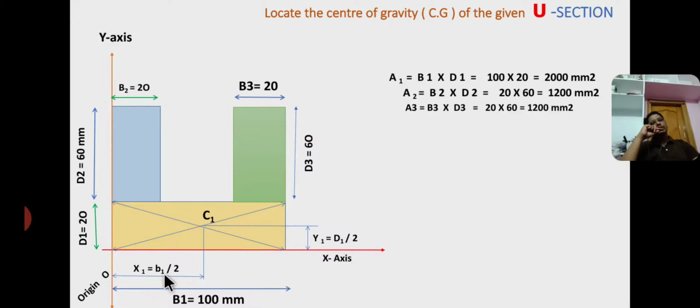Already we have discussed the formulas. So the centroid of a rectangle lies at a distance of half of the base and half of the height. Therefore x1 equal to base by 2 equal to 50 mm and y1 equal to half of the height, that is 20 by 2 equal to 10 mm. Now similarly I am drawing the diagonal lines for section 2 to locate the centroid C2. C2 lies at a distance of x2.